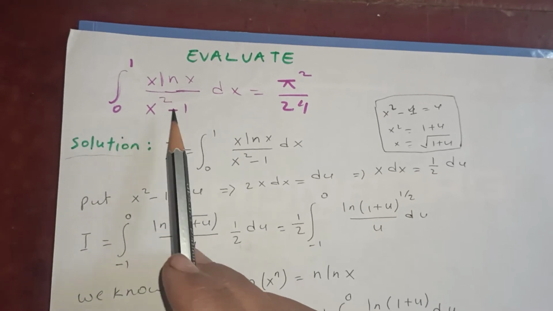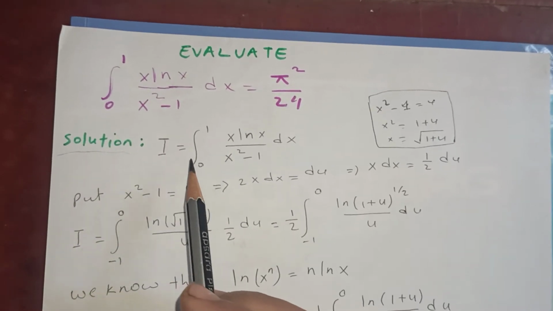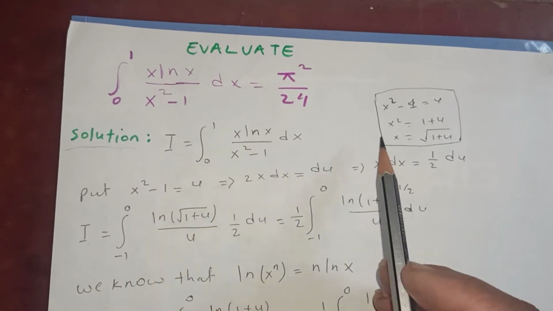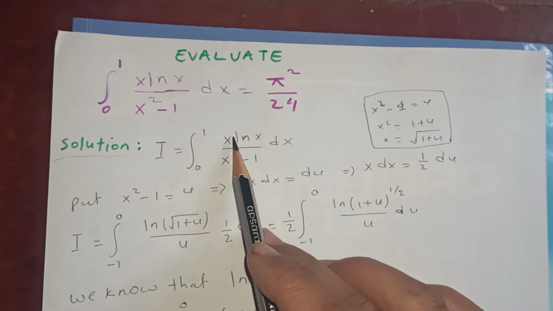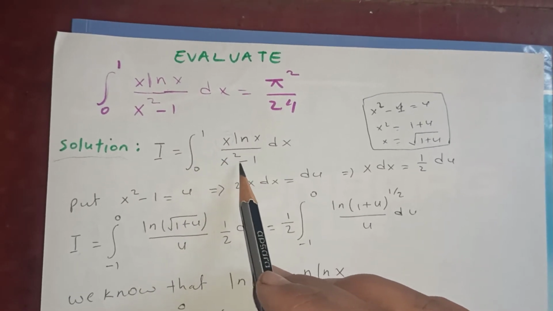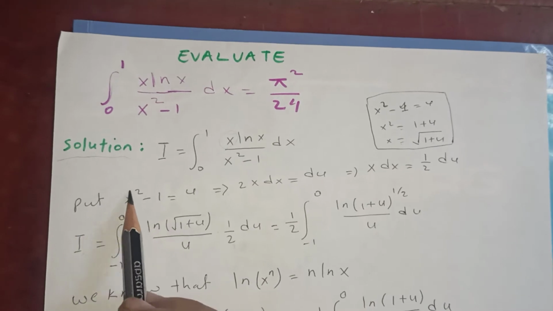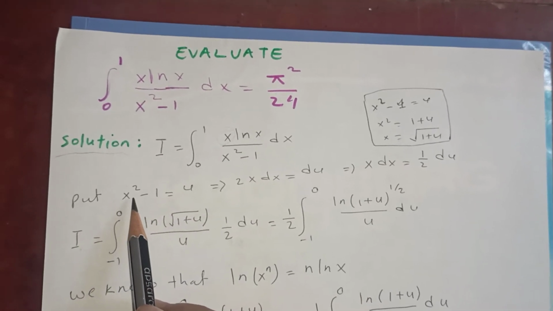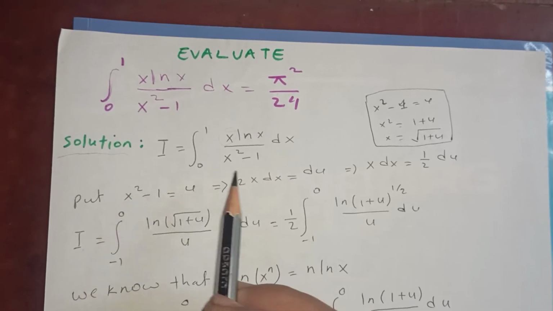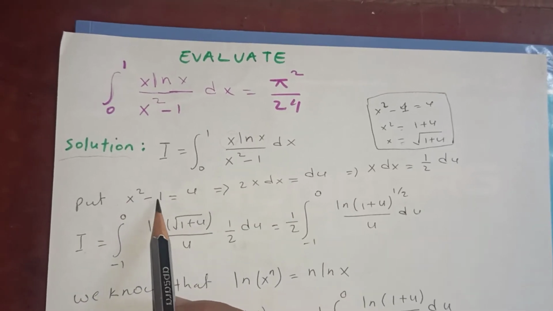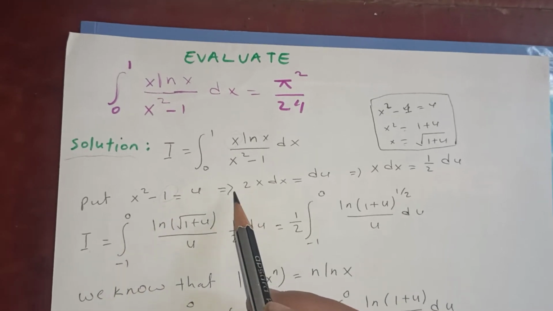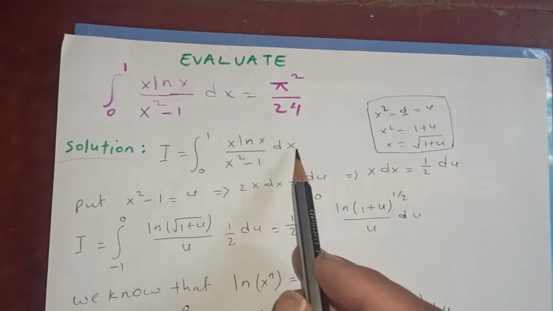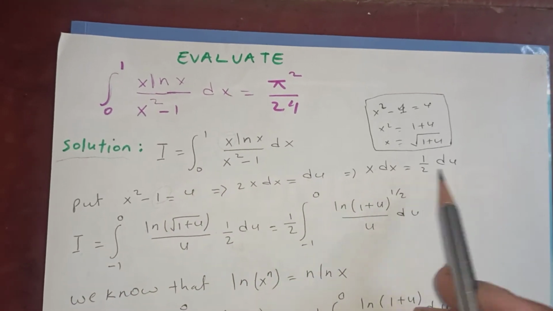Let's call the integral I, so I equals the integral from 0 to 1 of x log x upon x squared minus 1 dx. Now since here there is an x, we can use the substitution method, right? So put x squared minus 1 equal to u. Then the differentiation of x squared is 2x dx, and the differentiation of 1 is 0. So 2x dx is du. Now here we have x dx, so x dx equals 1 by 2 du.